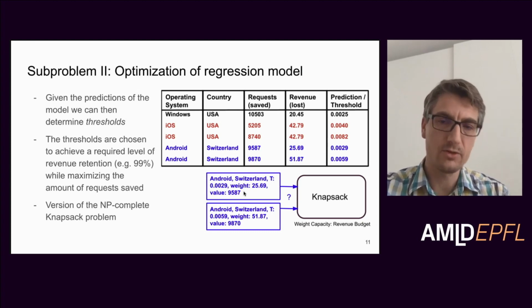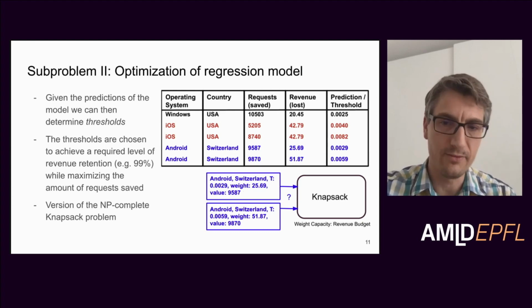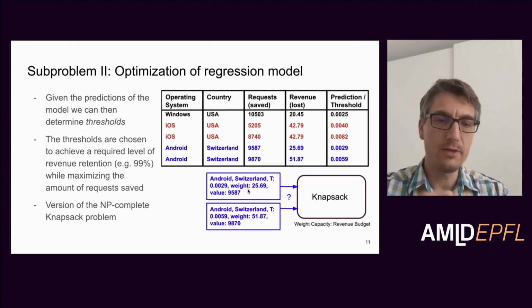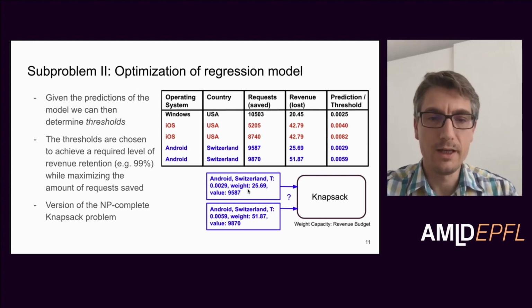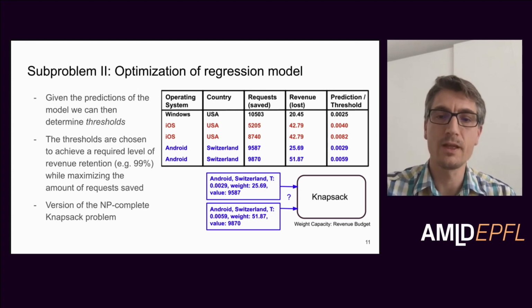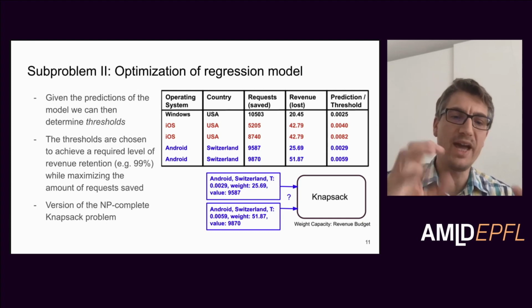So this corresponds to the number of requests you save. And similar for the other row. And if you are familiar with the classical computer science optimization, the problems considered hard, you will recognize this as a version of the so-called Knapsack problem, where we try to basically pack items.